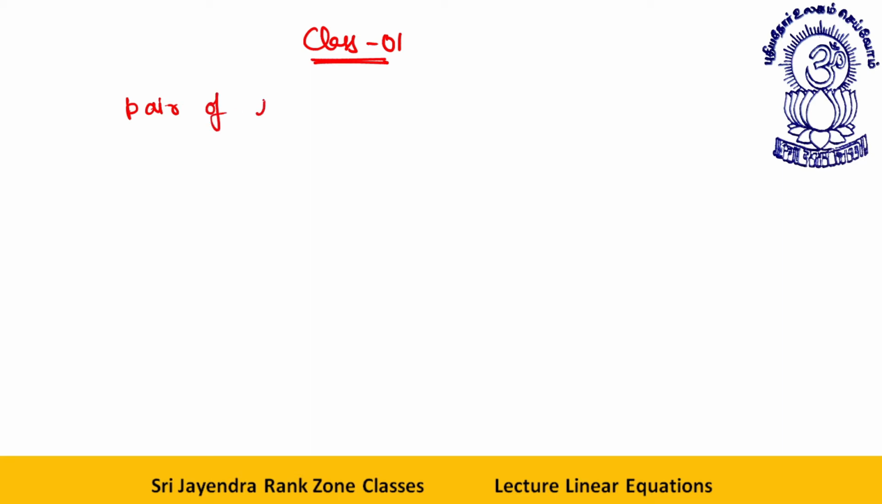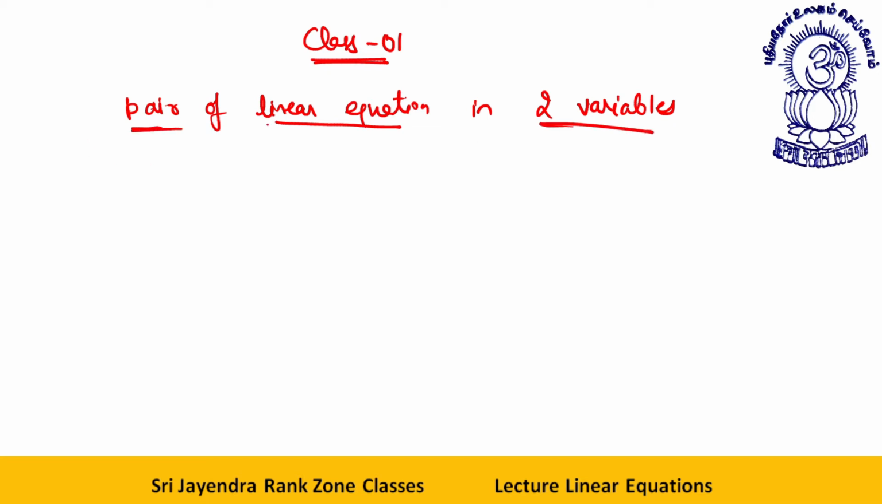See, what is the name of the chapter? Pair of linear equation in two variables. Let's discuss the main thing. These are three things: pair, linear equation, two variables. What does two variables mean? It means x and y. Pair means there will be two equations involving x and y, like ax plus by is equal to c, then dx plus ey is equal to f.